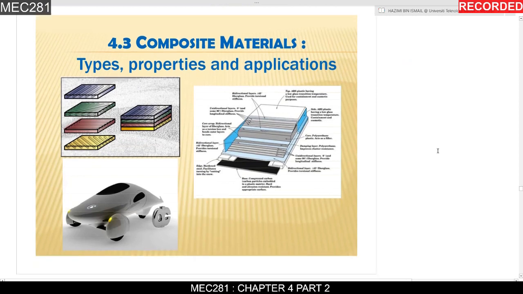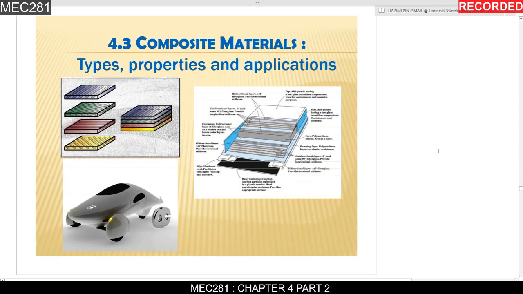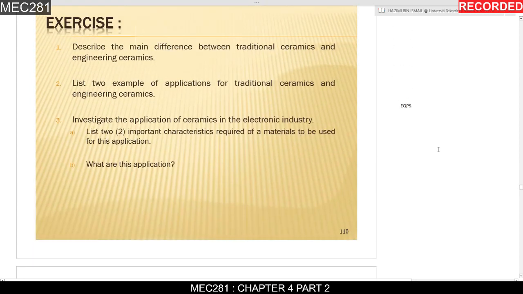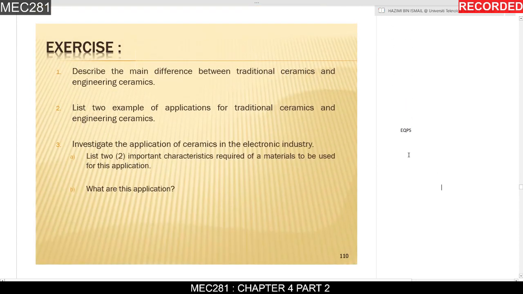And for 4.3, I will cover in the next video. So we end our video, this part 2 for chapter 4, at this point. So make sure you learn and do the exercises and follow my advice. Answer the past year questions.